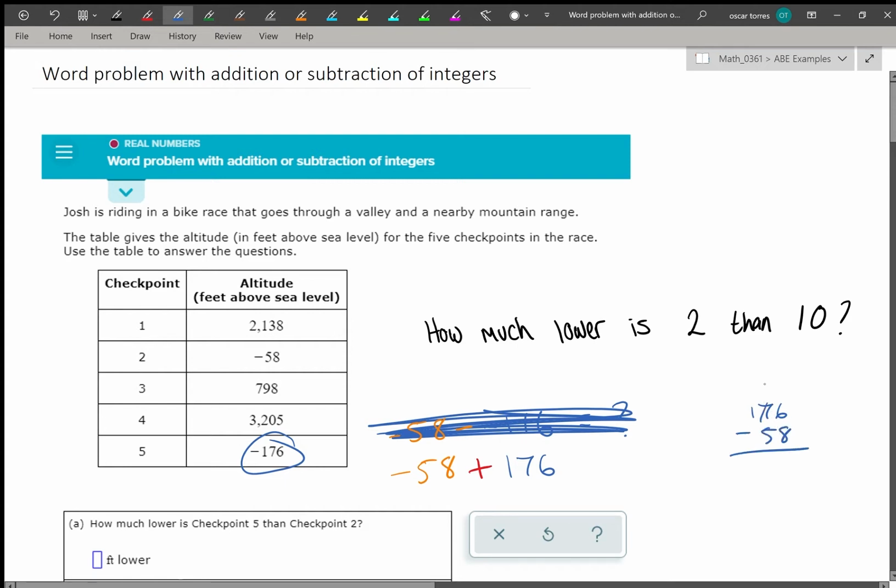If we go ahead and do that subtraction, 16 minus 8 gives us 8, 6 minus 5 gives me a 1, and then we have a 1. We end up getting a 118 out of this. Now when you add and subtract numbers, you got to make sure you have the sign of the larger value. The larger value is 176 and it was positive, so our answer is going to be positive 118.